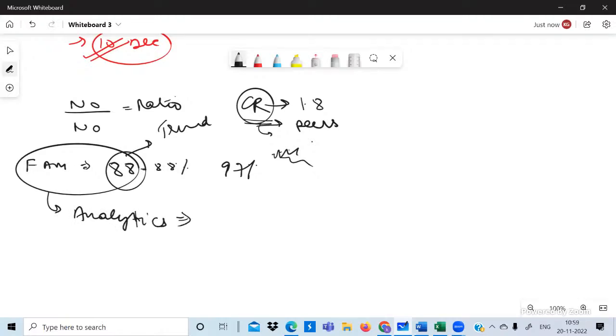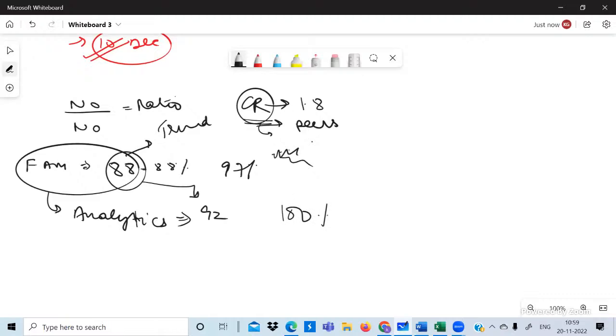And the same guy has got, let's say, 92 in analytics. So I just give you two numbers. He's got 88 in FAM and 92 in analytics. Now, can you tell me something about this candidate? He's got 88 in FAM, 92 in analytics. Better in analytics, more interested in analytics, analytical skills are better. Again, if I tell you now that the class average in analytics is 100%.